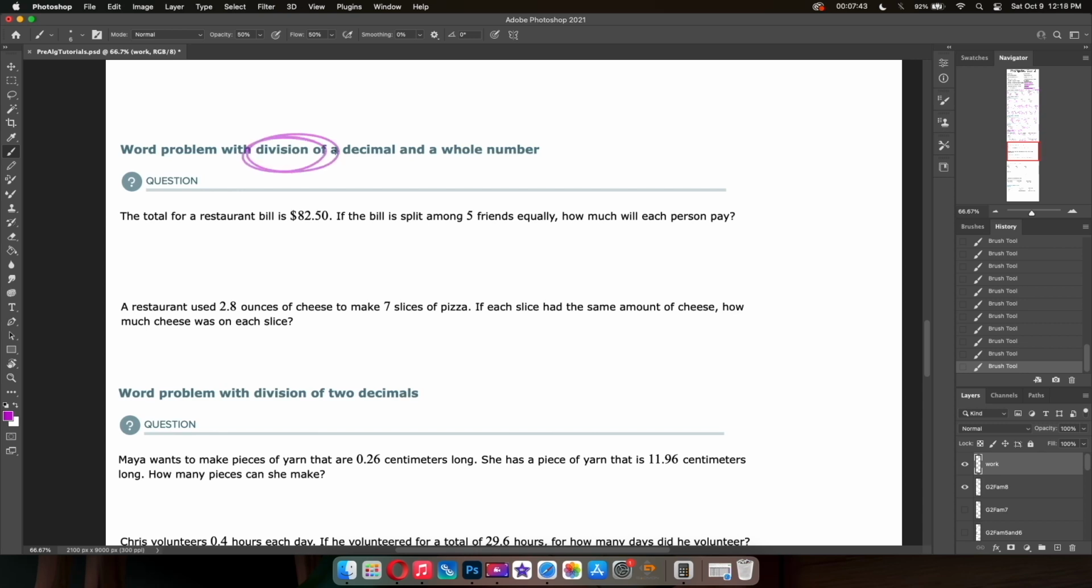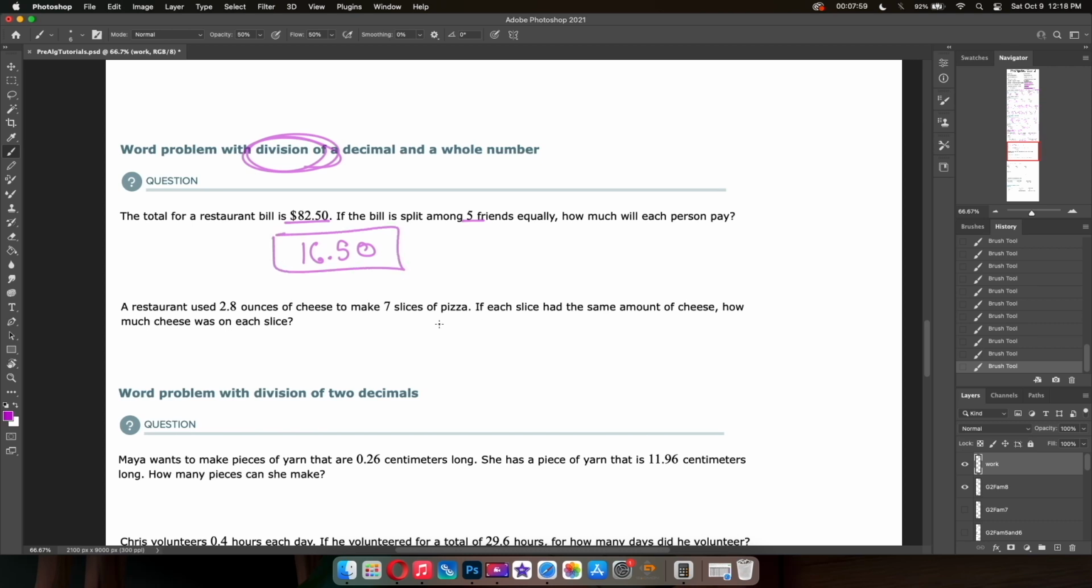Now, word problem with division of a decimal and a whole number. So we already know coming in this is going to be division, so I almost don't need to read the problem. The total bill is 82, so we're dividing by 5. 8 goes into 5 once, 8 goes into 32 6 times, 8 goes into 25 5 times, so 16.50 for each client.